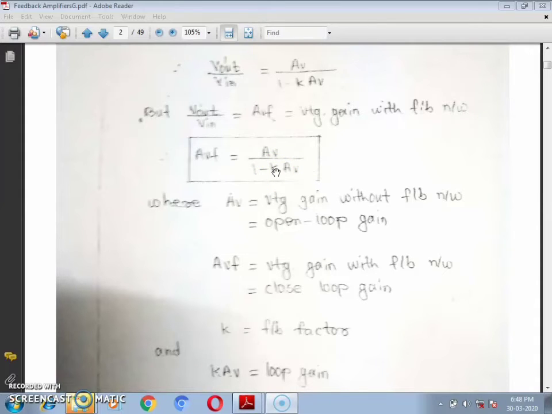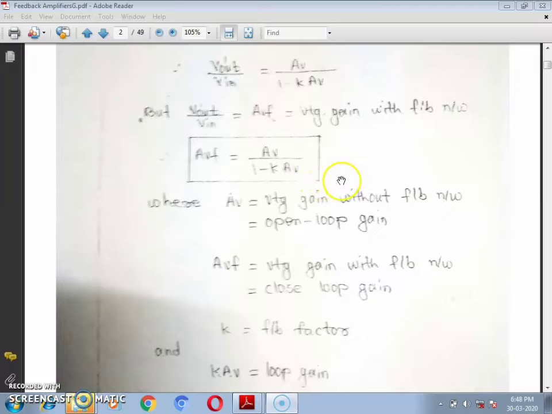So this K will decide what the different types of feedback are. K may be greater than 0, or may be less than 0. There are two types of feedback, positive feedback as well as negative feedback. If we consider negative feedback, this K will be replaced by a negative value. So finally, the expression for negative feedback becomes AVF equal to AV divided by 1 minus of minus KAV, finally AV divided by 1 plus KAV.